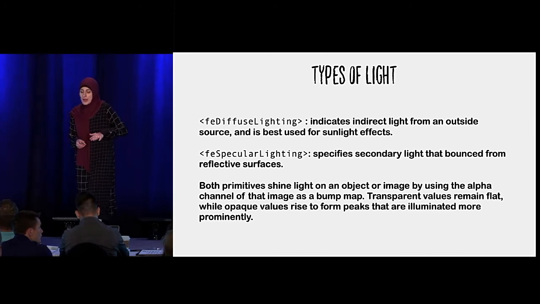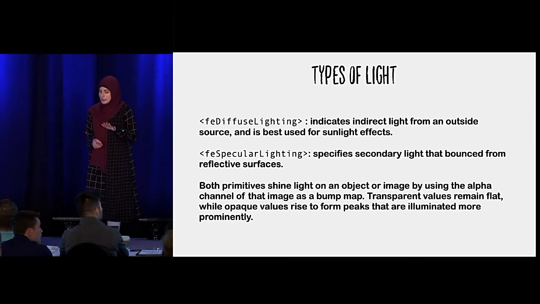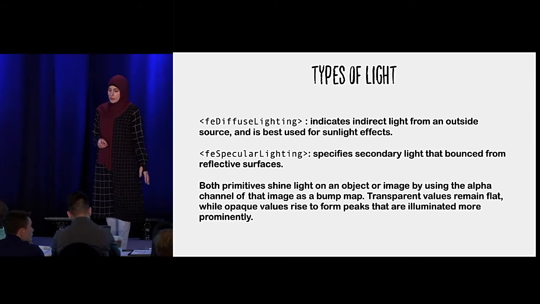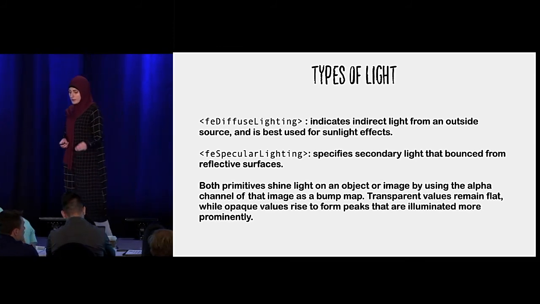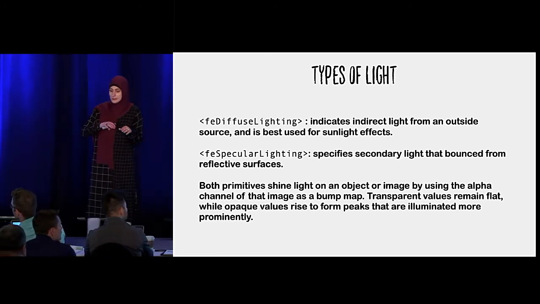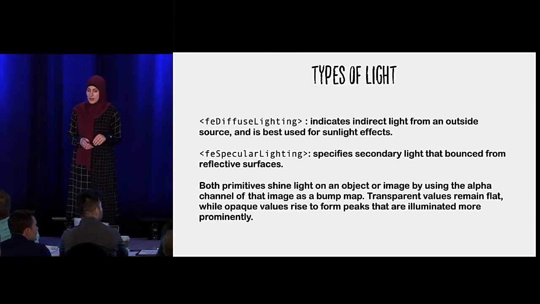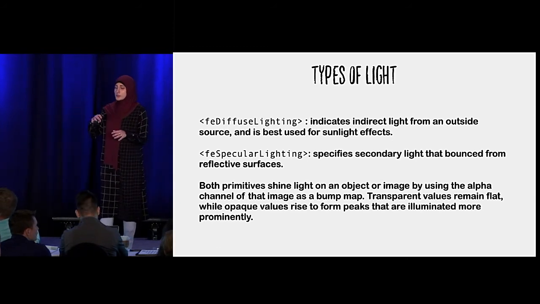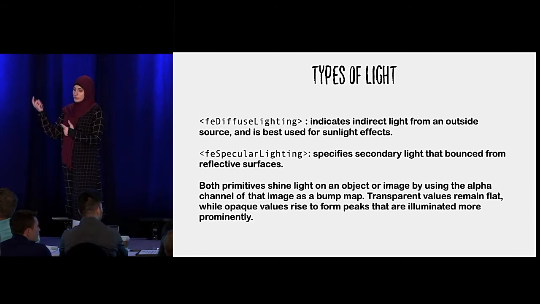Both of these primitives shine light on an object or image by using the alpha channel of that image as a bump map. So, to rephrase, a light source filter uses an input's alpha channel to provide depth information. The higher opacity areas are raised towards the viewer, and lower opacity areas recede away from the viewer. In other words, the alpha value of a pixel in the input is used as the height of that pixel in the Z dimension, and the filter uses that height to calculate a virtual surface, which will reflect a particular amount of light from your light source.